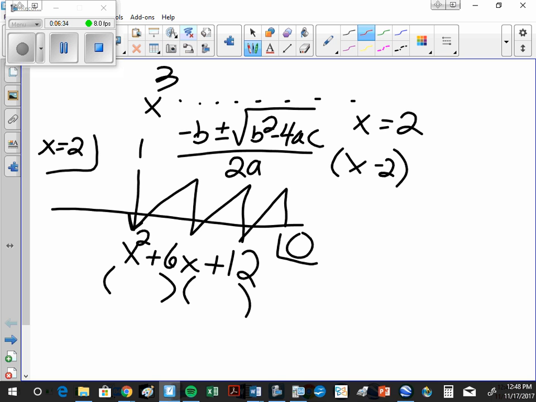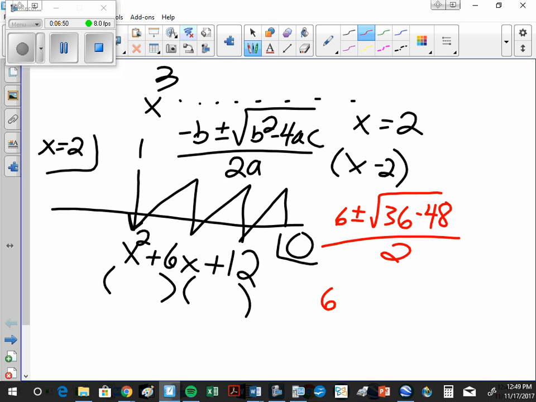Let's plug this in. 6 plus or minus the square root of 36, and then negative 4 times 1 times 12 is negative 48 over 2. 6 plus or minus the square root of negative 12.